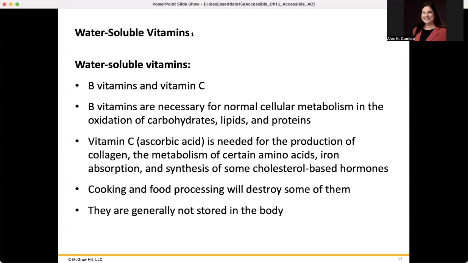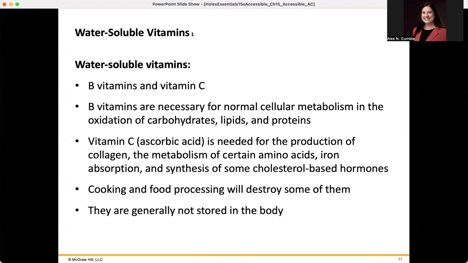For the water-soluble vitamins, these ones are going to go into you and then leave out through your urine. They do not stay in the body like fat-soluble vitamins. So you've got B vitamins and vitamin C. Vitamin C is also called ascorbic acid. Your B vitamins, they are very useful. They help you in metabolism of carbohydrates, lipids, and proteins, your macromolecules.